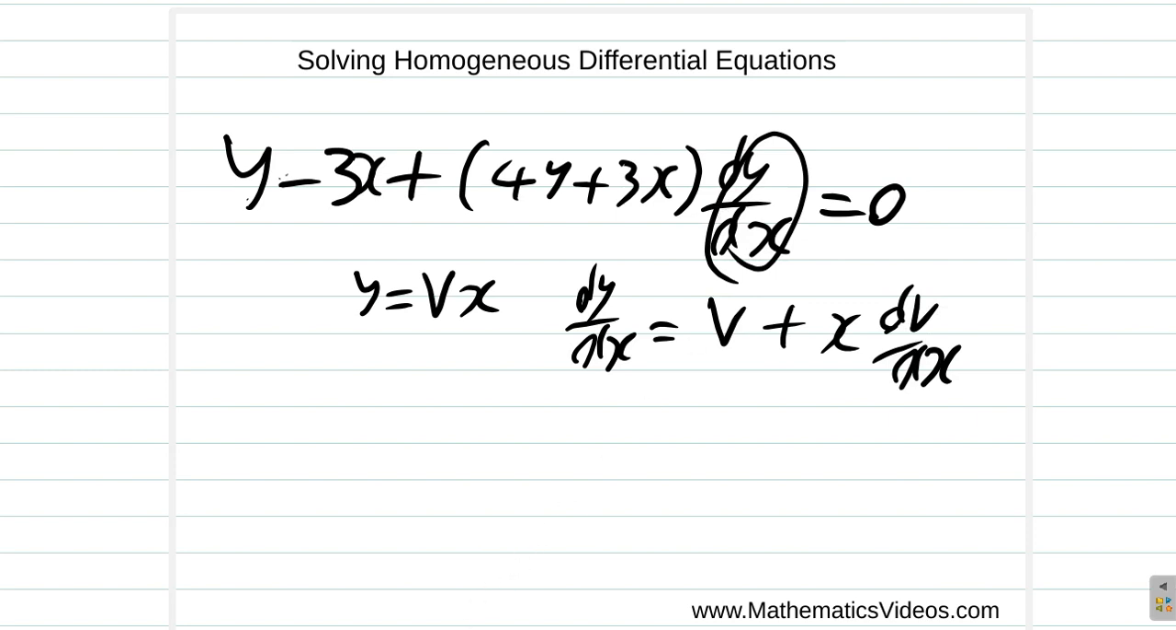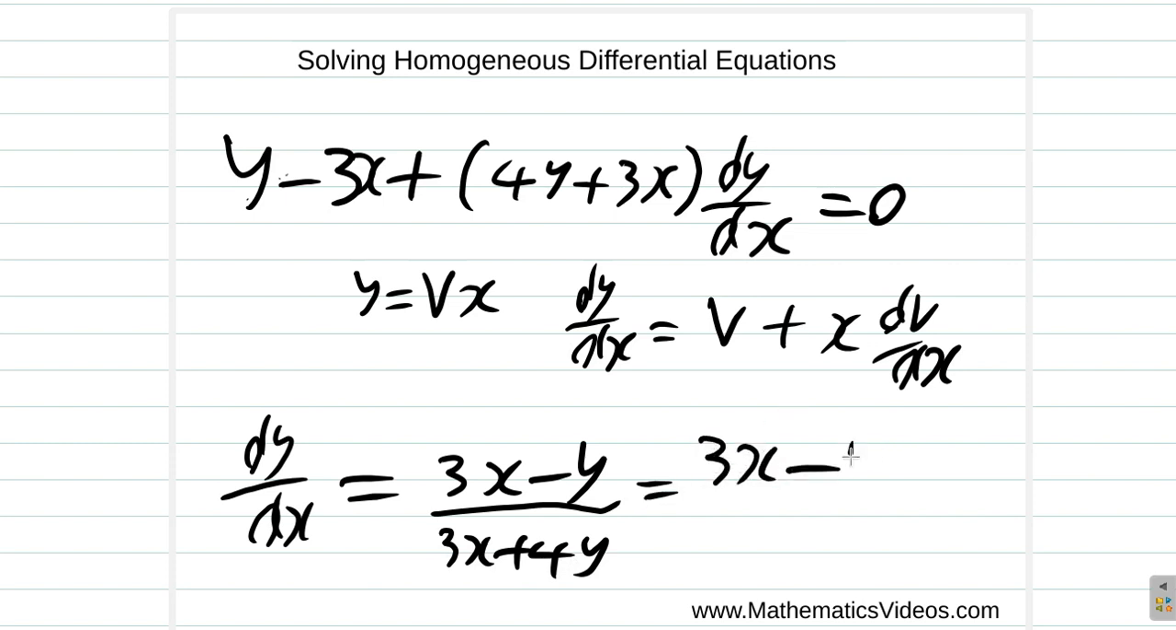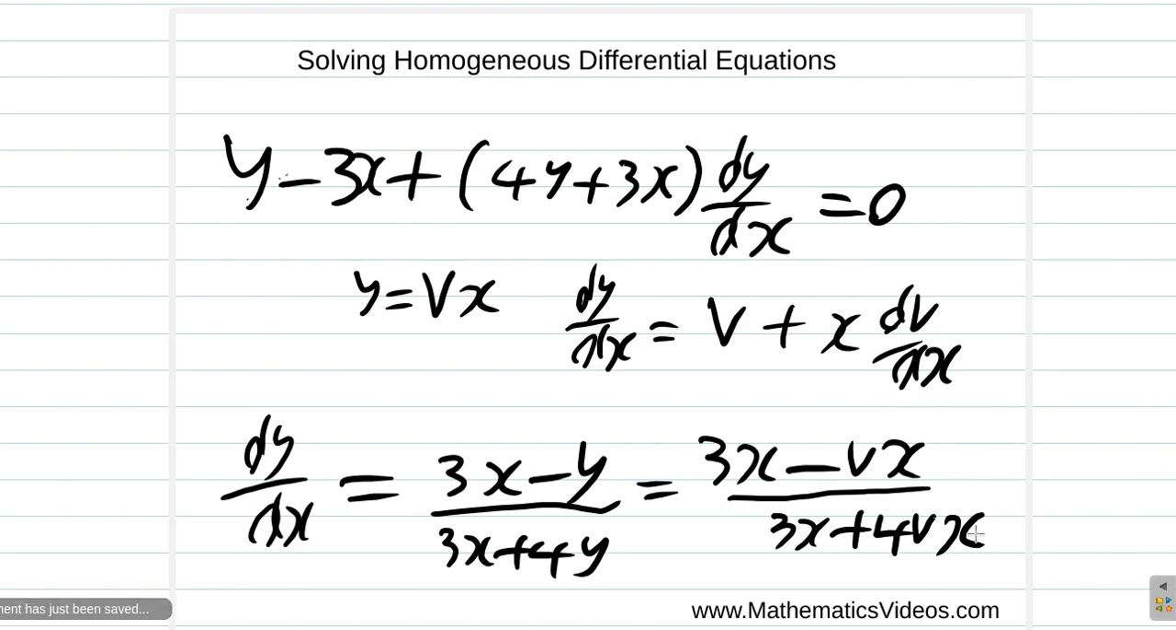Now this dy by dx, we want to transpose to make it the subject of the formula. So dy by dx equals, what you can do is add 3x to both sides, minus y, and then divide that by 4y plus 3x. Let us put the 3x in front: 3x plus 4y. But remember, y is vx, so we have 3x minus vx over 3x plus 4vx. Alright? So we reach that point.